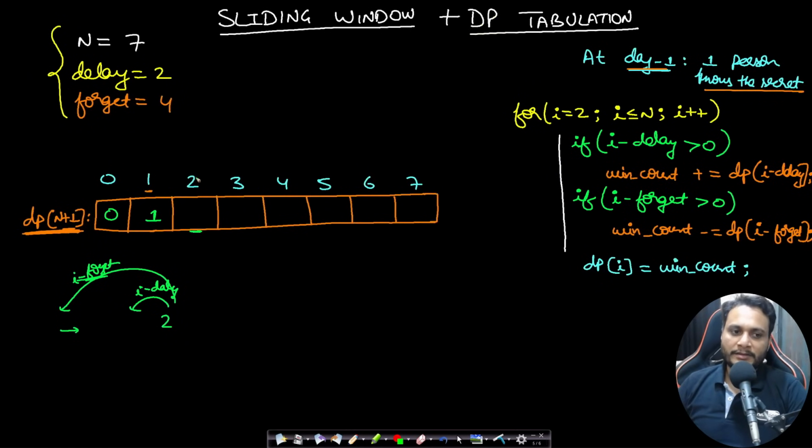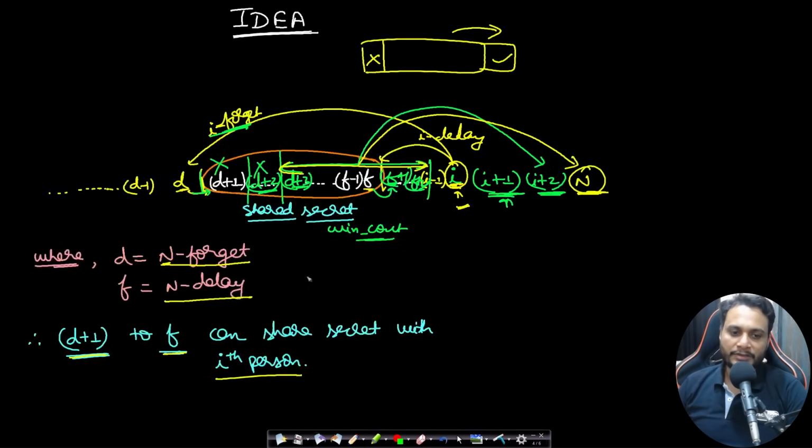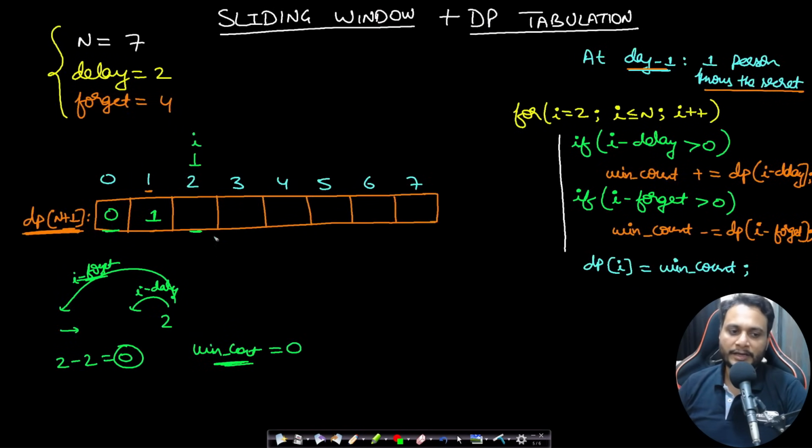So if this is, let's say, our loop i, I will maintain the window counter, and it will start with the value 0. I'm starting with this 2. So who all can inform 2? 2 minus the delay value 2 is 0. So if i minus delay is greater than 0, then I will be adding those number of people in the window count, because that will be the new addition. We are sliding one time to the right hand side. But since i minus delay is not greater than 0, it will have no contribution.